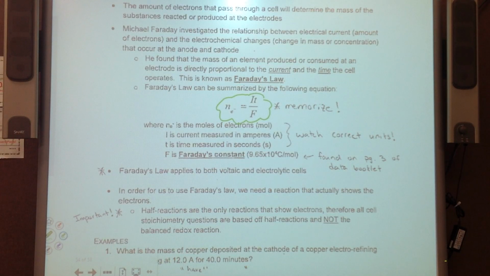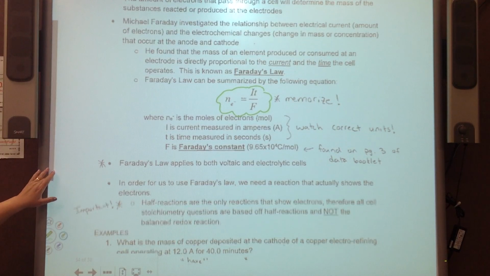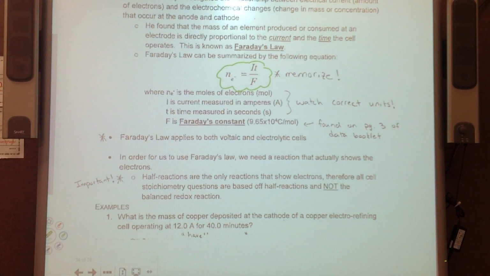Here's some physics for you. Faraday's law applies to both voltaic and electrolytic cells. Make sure that you are in amps and not milliamps or megaamps. Make sure you're in seconds and not minutes or hours or days.